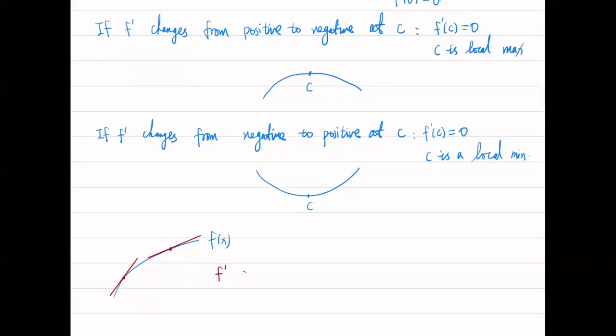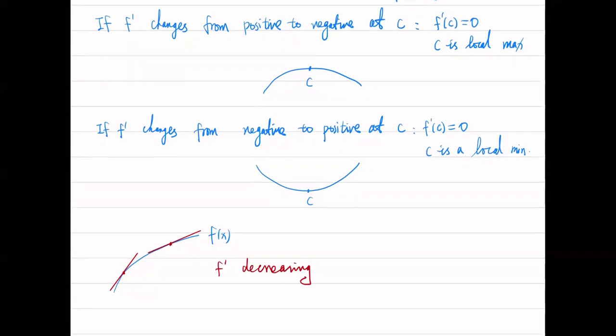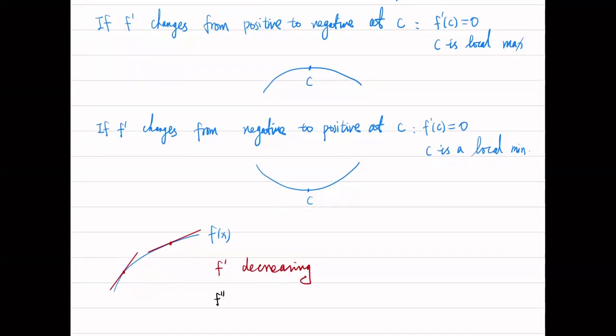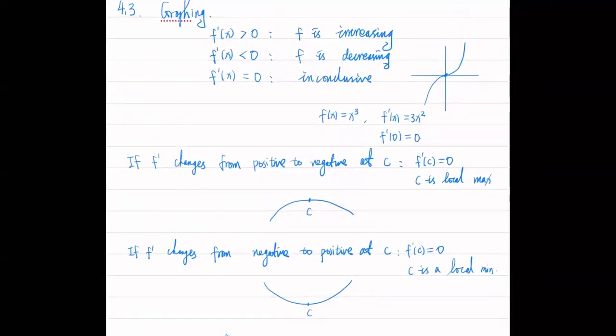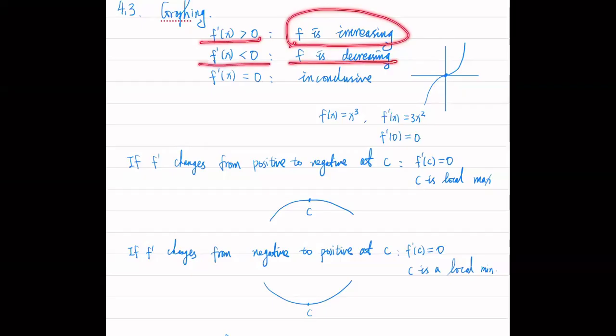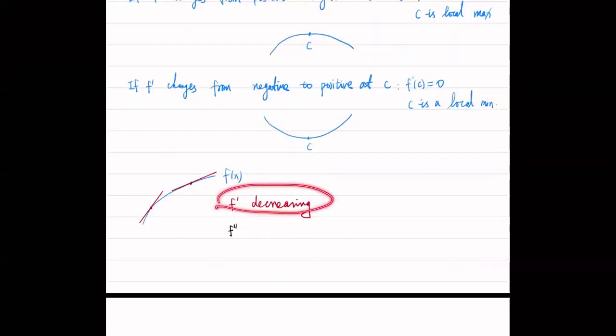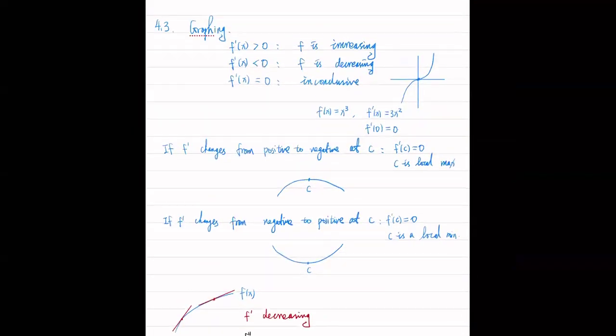If the derivative decreases. Okay, think about this. Let's go to the previous one. If the function is increasing, the derivative is positive. If the function is decreasing, the derivative is negative. The derivative is decreasing; what do you say about the second derivative?